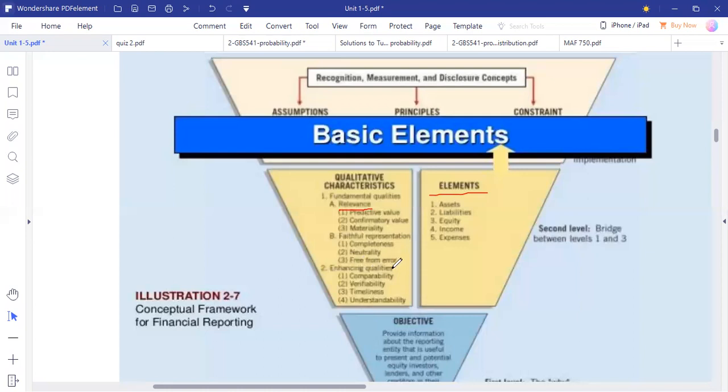Then the other group of qualitative characteristics is the enhancing qualities. So we have comparability, verifiability, timeliness, and understandability. Comparability is simply the quality whereby when you produce accounting information, it must be comparable. You must be able to compare it from one year to the other using the accounting standards that we are using. So it helps you to have that aspect of comparability.